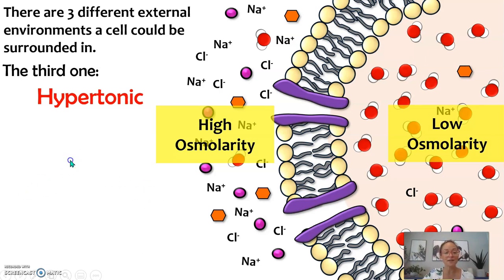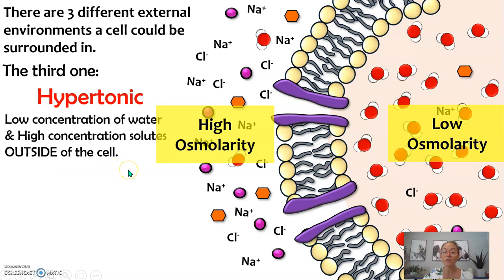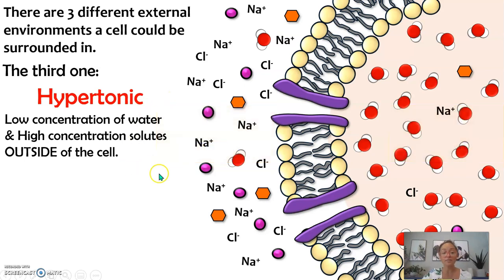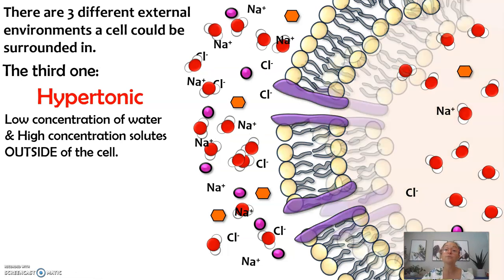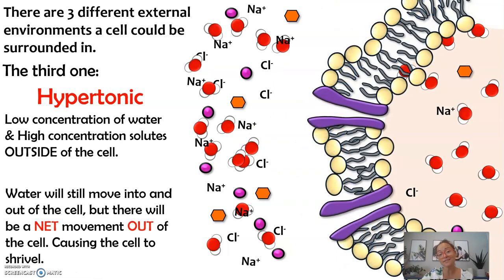So in a hypertonic situation, there's a low concentration of water and a high concentration of solutes outside of the cell. So this means that water molecules are in a greater concentration within the cell. So as they are colliding into each other, they are going to diffuse out. They're going to have a net movement out of the cell through those aquaporins, which causes the cell to lose mass and shrivel and shrink.